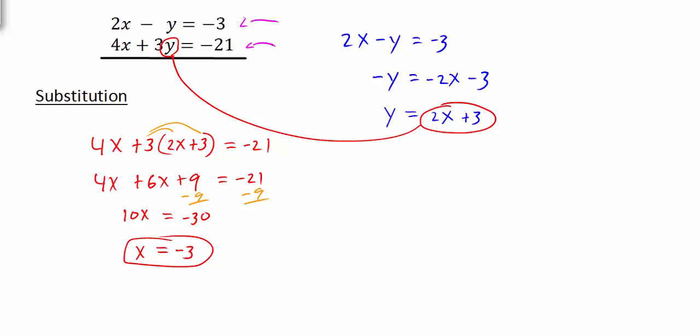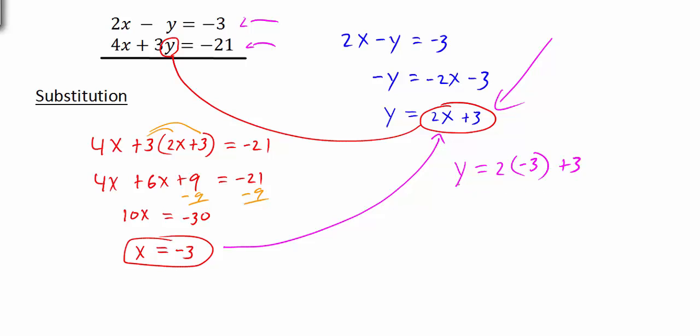I would suggest, to make it easier, if you notice over here, we've already solved the first equation for y. So to make this easier, we're going to take the negative 3 and plug it in for x here. So you get y equals 2 times x, which is a negative 3. And the advantage here is we already have this solved for y, so all we have to do is take 2 times negative 3, which is a negative 6, and then negative 6 plus 3, and we'll find out the answer for y is also a negative 3. So the answer is x needs to be a negative 3, and y also needs to be a negative 3.